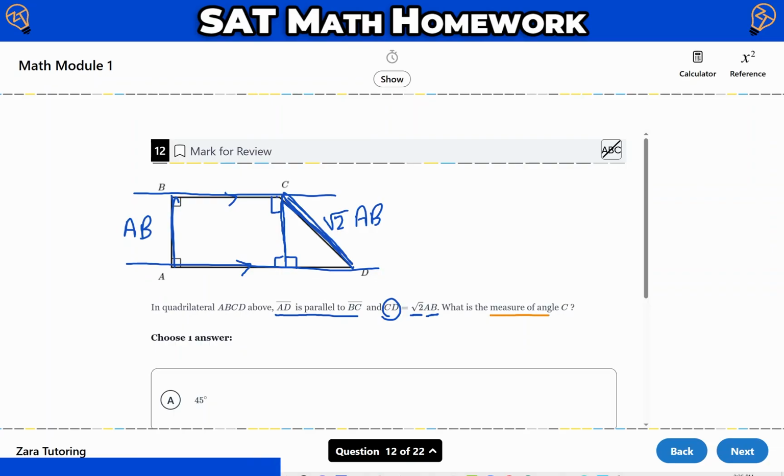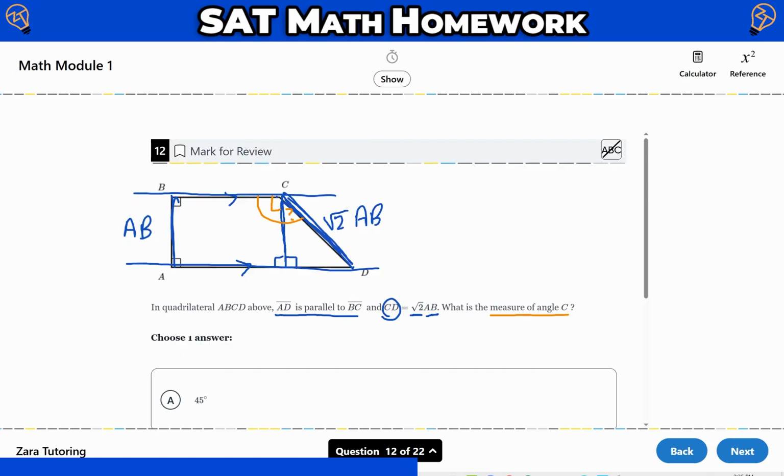Notice we're trying to find the measure of angle C. Now, when they say the measure of angle C, let me actually remove some of my drawings. Angle C is going to be this entire angle. Well, we just established that we know that this is 90. And so if we want this full angle C, we really just need to find this smaller angle, and then we could add 90 to it. So what should we do at this point?